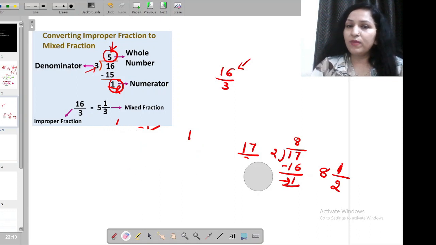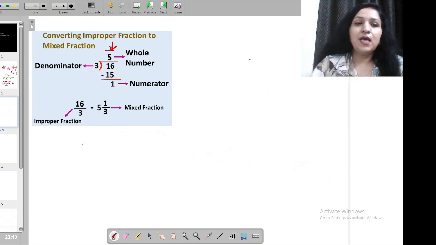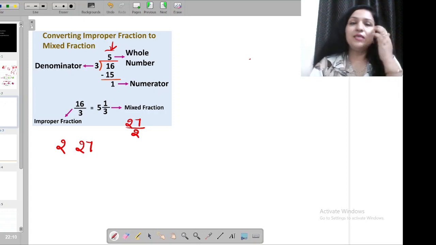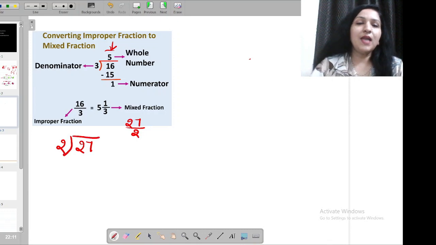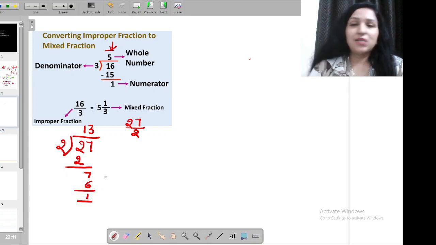Just stop the video for a while and try to do this yourself, and then match the answer to see if you have understood or not. Okay? Your number is 27 divided by 2, or I can say 27 upon 2. It is improper. Please convert it to a mixed fraction. So what you're going to do, 27 has to be divided by 2. 2 into 2 is 2. Difference is 0. 7 will come down. 2 into 3 is 6. Remainder is 1.